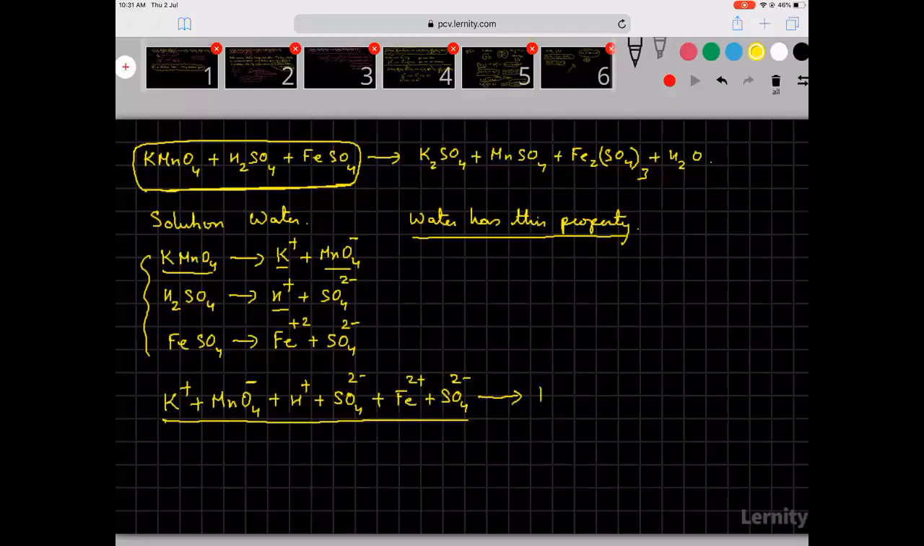K+, SO4 2-, plus Mn2+, SO4 2-, again already I have put, plus Fe3+, already SO4 is there, plus H2O. H2O is neutral, so I can't write about it in any way. Do you understand this? Do you understand the left side and do you understand the right side?